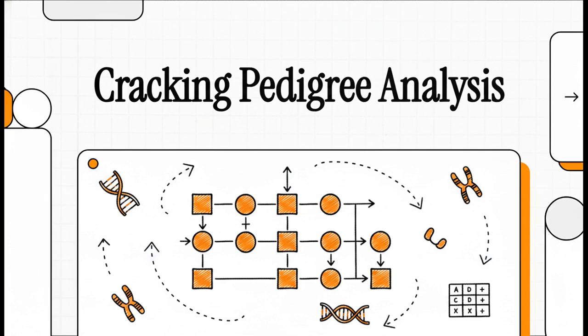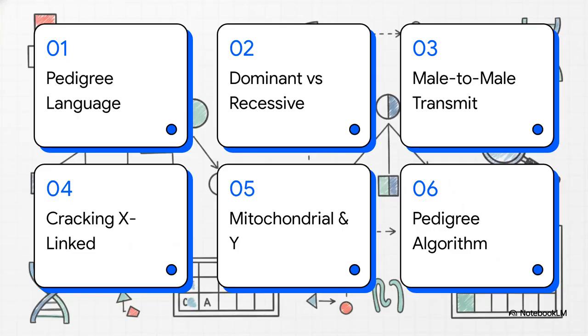So today, in this explainer, we're going to completely demystify pedigree analysis. I'm going to give you the exact foolproof clinical algorithm to look at any family tree and immediately nail down the mode of genetic inheritance. So, here is our clinical roadmap for today. We'll start by learning the basic language of pedigrees. Then, we'll contrast dominant versus recessive traits and look at male-to-male transmission rules. After that, we'll crack X-linked inheritance, touch on mitochondrial and Y-linked traits, and finally, we'll put the whole shebang together into one ultimate pedigree algorithm.